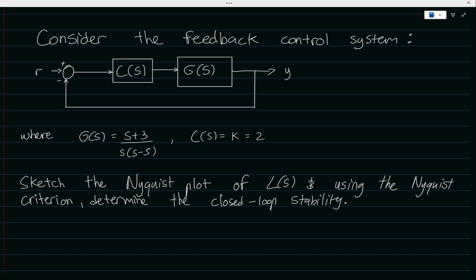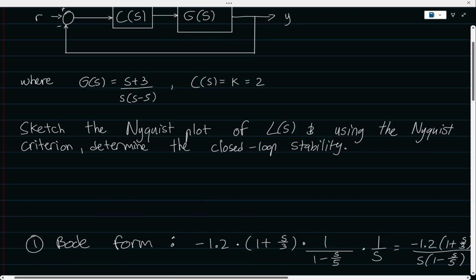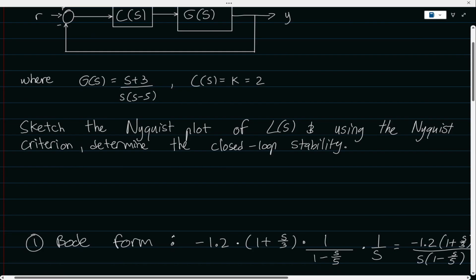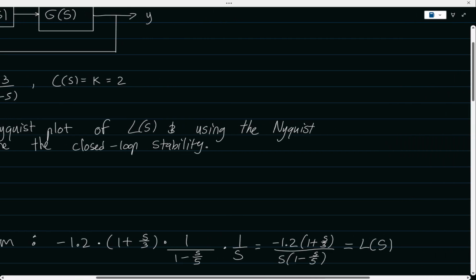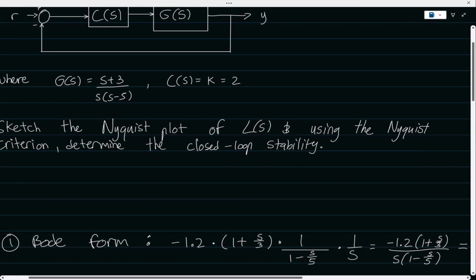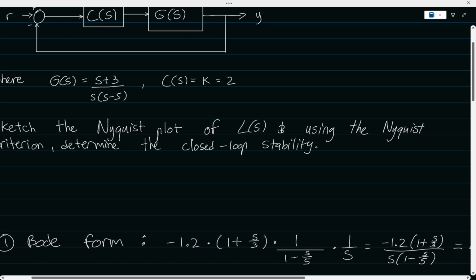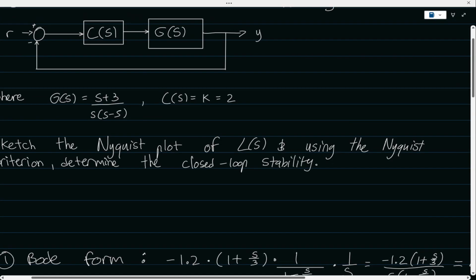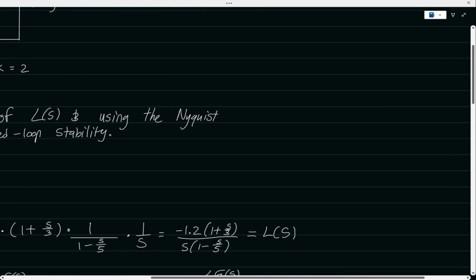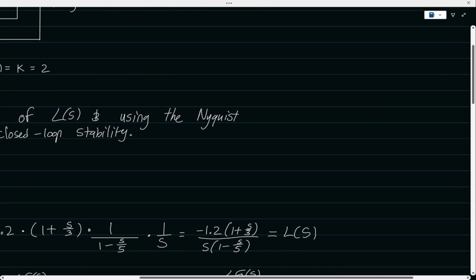So before we close the loop, we can determine if it will be stable or unstable after we close the loop. So let's get right into it. The first step is we want to rewrite our open loop transfer function in Bode form. So if you just take G(s) as (s + 3) divided by s times (s - 5) and K equals 2, you're going to get the open loop transfer function written here, denoted by L(s).